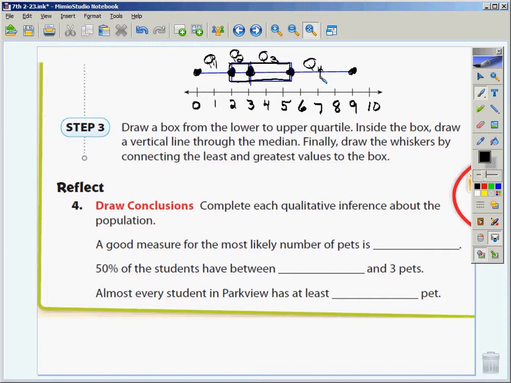Listen, so often when people are looking at a box plot, sometimes you'll get part of the box that's really short or part of a box that's really long, and they think the long part of the box has more data in it. That's not true. It just has a larger range. What does range mean?